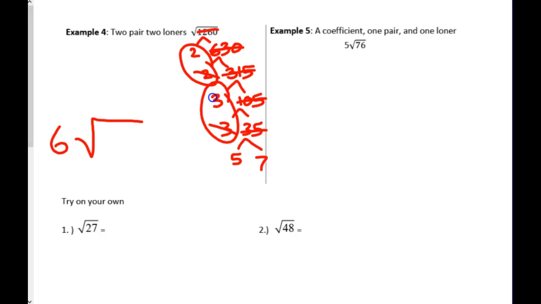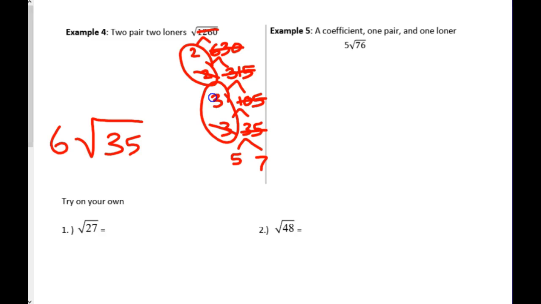Now, 5 and 7, those are 2 loners. They don't match. So what do I do with 5 and 7? Multiply, right? So 5 times 7, 35. So square root of 1260 is equivalent to 6 square root of 35. Okay?